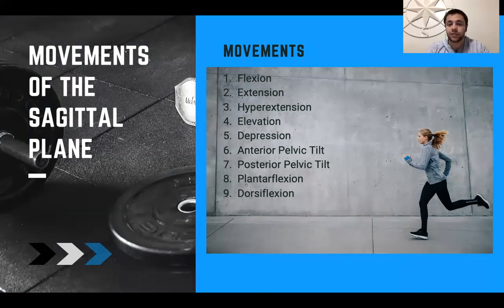Elevation and depression, that refers to the scapula, which is going up and down. Elevation is shrugging my shoulders up, and depression is bringing them down. Anterior and posterior pelvic tilts. Typically speaking, especially if you see someone squat and they have a nice, large curvature in their low back, not necessarily excessive, but we want a curvature there to protect our spine.